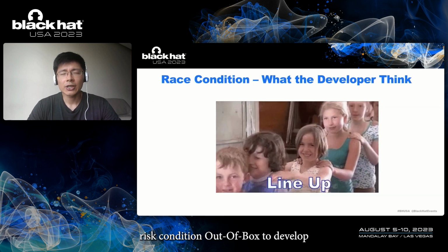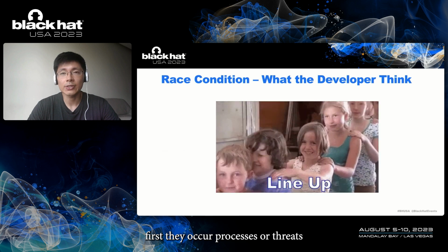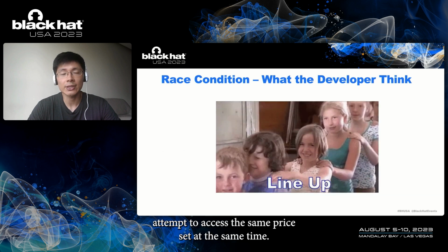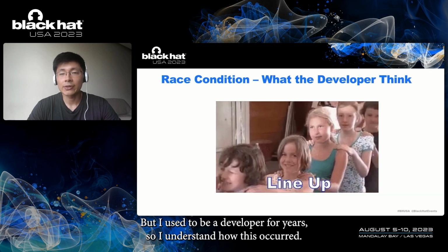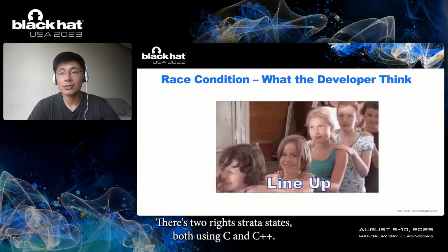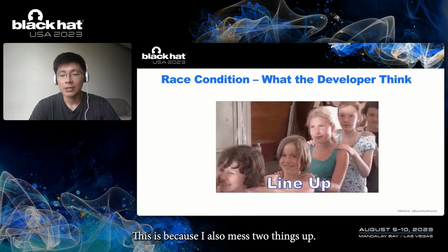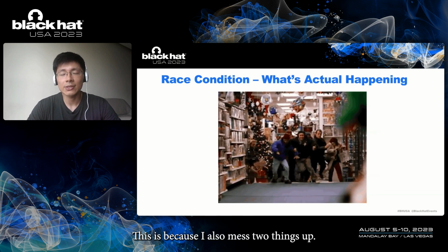Race conditions are tough bugs for developers. They occur when multiple processes or threads attempt to access the same resource at the same time. I used to be a developer for years, so I understand how difficult it is to write thread-safe code using C and C++. This is because I also messed things up.